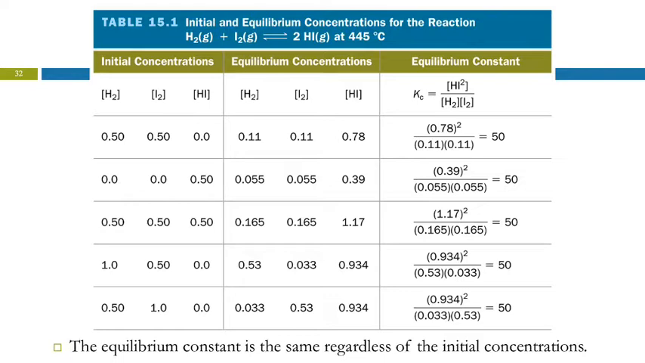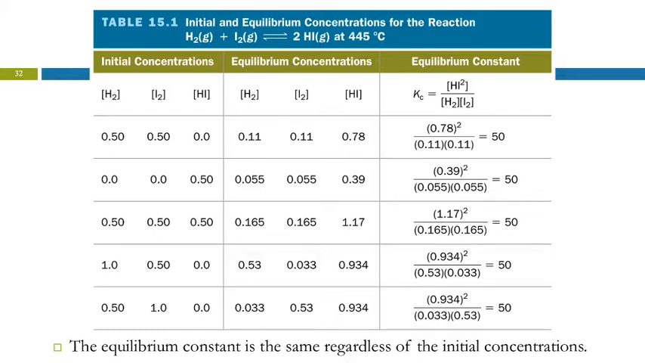So this is the same reaction. Here's a table showing initial concentrations of these different reactants and products, the equilibrium concentrations, taking those equilibrium concentrations and plugging them into the expression for the equilibrium constant. And we find that we can vary the starting a lot, and these numbers can look very different, and yet it always gives us the same equilibrium constant because it is a constant.